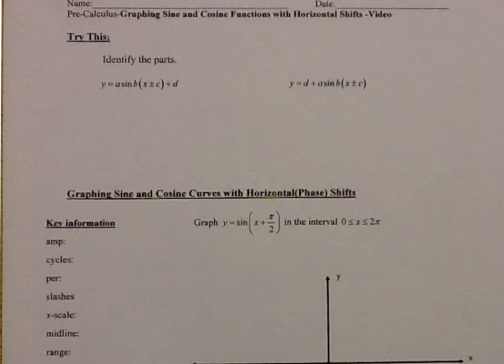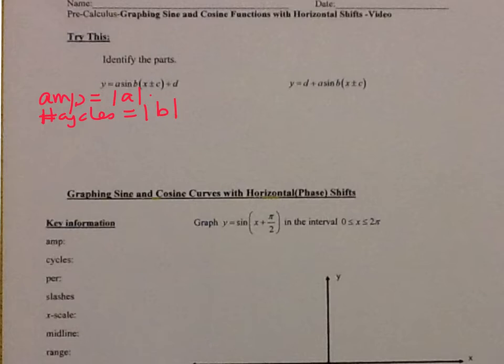Okay, so let's see. We have, the first one says y equals a sine b, parentheses, x plus minus c, plus d. All right, so we should all know that a is the amplitude, right? That's the absolute value of a, is the amplitude. The number of cycles is the absolute value of b. And notice where b is. B is on the outside of the parentheses. Okay, that's important.